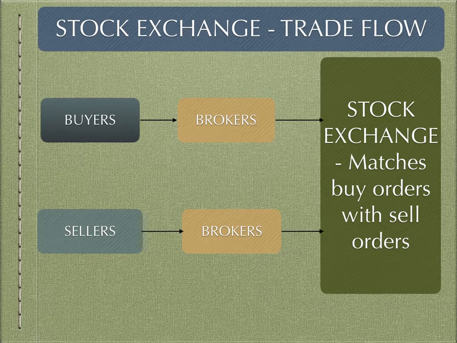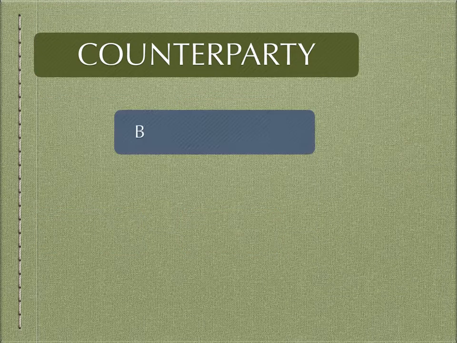Buyers and sellers remain anonymous to each other. They don't know each other. Okay? So it's very important to know this fact about a stock exchange. A stock exchange is a centralized automated trading platform.